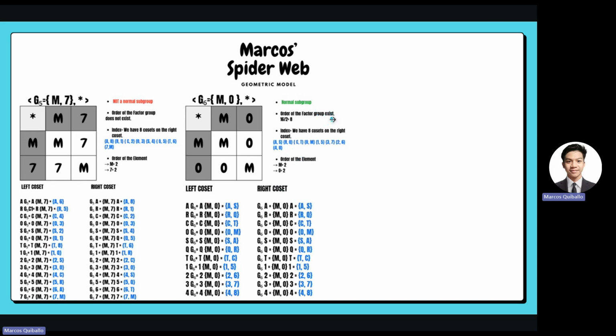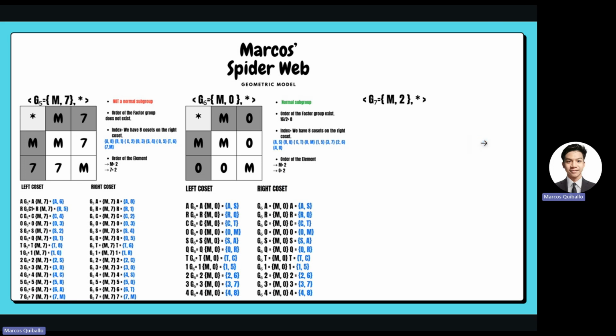And since it is a normal subgroup, the order of the factor group exists, which is the group containing 16 elements divided by the cardinality of our subgroup, which is 2, and 16 divided by 2 is equal to 8. So for our index here, we have 8 cosets, and these are the 8 cosets in the right coset. So the order of the element for M is 2 again, and O is equal to 2 again.